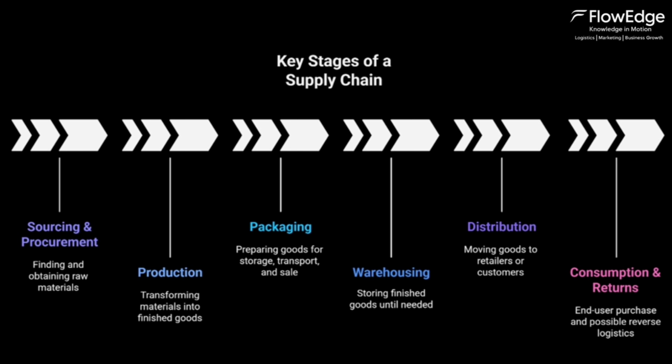The next stage is warehousing. Here, the finished goods are stored until they are ready for distribution. Then comes distribution. At this stage, it is all about moving goods to wholesalers, retailers, or directly to customers. And lastly comes the stage of consumption and returns, which is an important stage where the customer buys the product. And it is possible that sometimes the customer may return the product due to defect, which is again a part of reverse logistics, which we will be learning in the coming lectures.